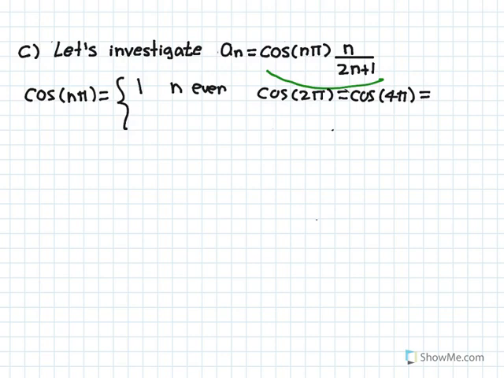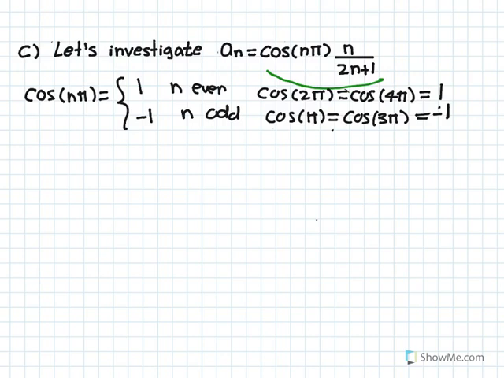Any even multiple of pi will give us 1. Cosine of n pi is equal to -1 when n is odd. For example, cosine of 1 pi, cosine of 3 pi, or any odd multiple of pi will give us -1.